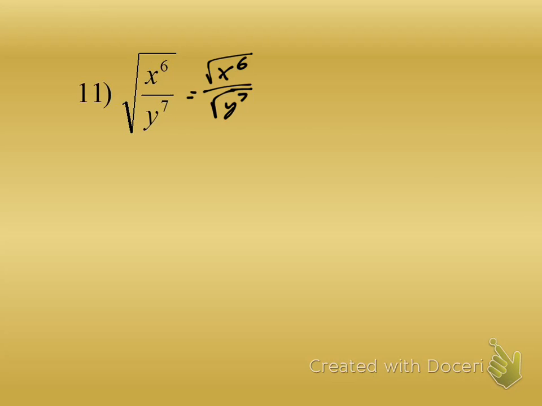Okay, the numerator first, x to the 6. Square root of that, do 6 divided by 2, what does it give you? 3, good. So you get x to the third up top. Alrighty, from yesterday's, right? Square root of y to the 7. Okay, we have 7 y's total. We need them in groups of 2. How many whole groups do we have? We got 3 whole groups. How many are left over? 1 y left over.